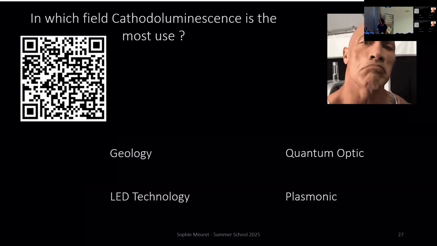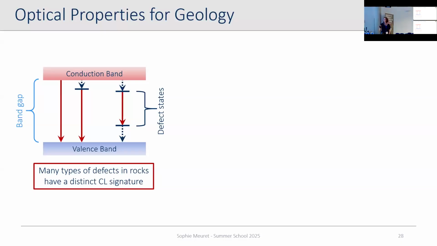The reason why is that if we go back to our valence and conduction band, as I said, you have all those different defects, and in rocks, it's a mess. In rock, you have a lot of different compositions, you have a lot of defects. Everywhere you look, it's a mess, but it's only atomic defects, right? So how do you make sure that you actually detect them?